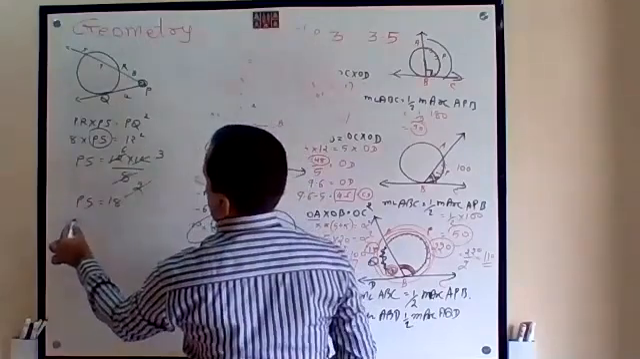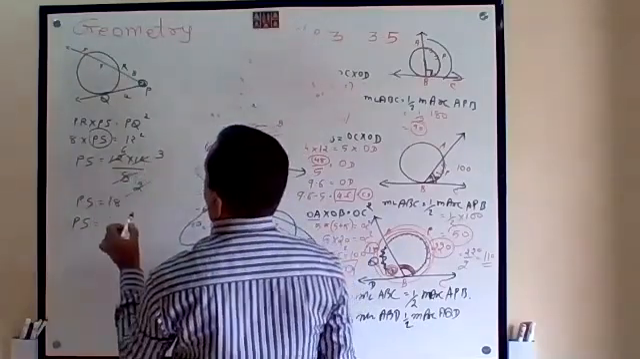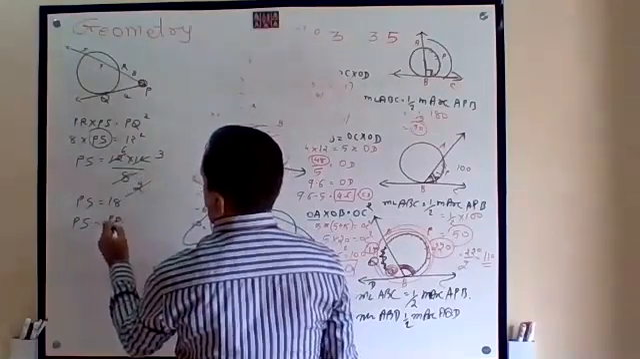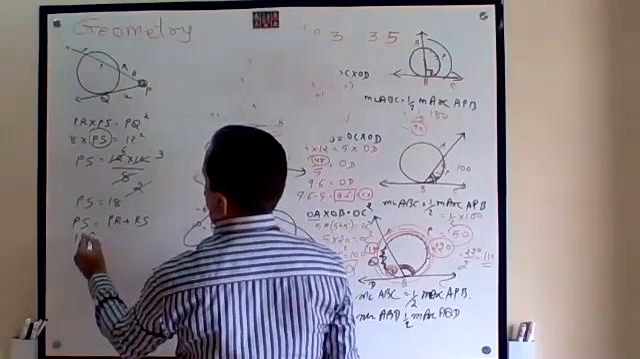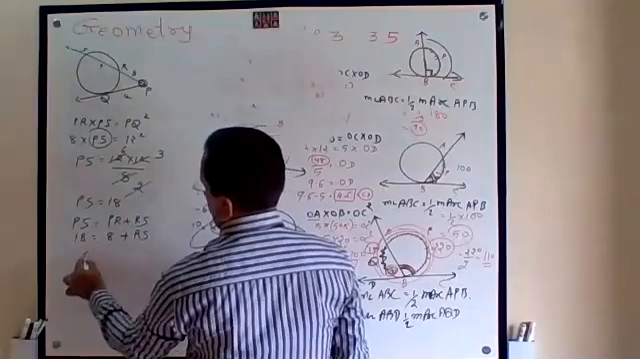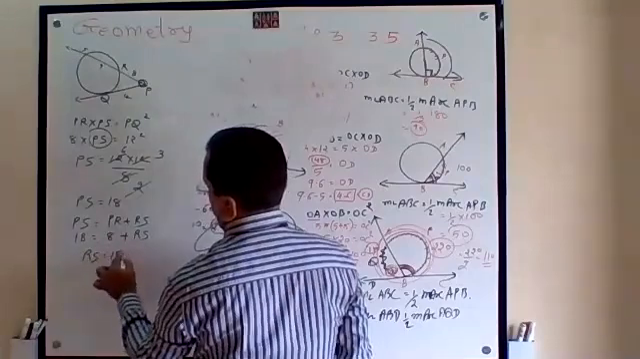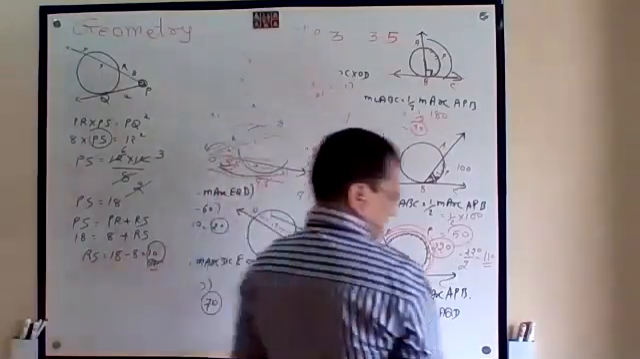But what is PS? R is not the midpoint, it is an internal point. So PS is PR plus RS. So this is 18. PR we know, that is 8. RS we don't know. So RS is equal to 18 minus 8, which is equal to 10 centimeters.